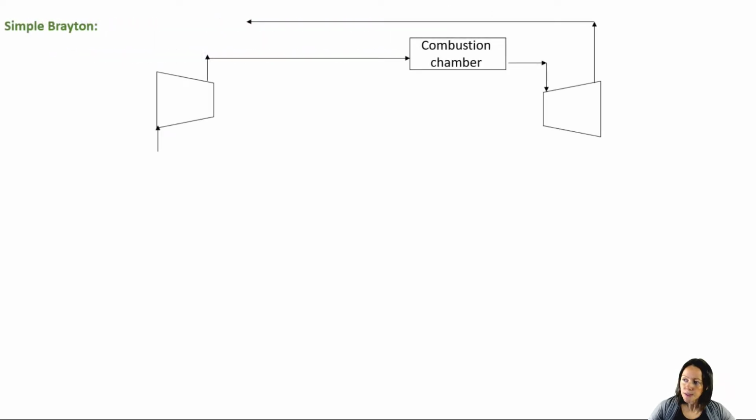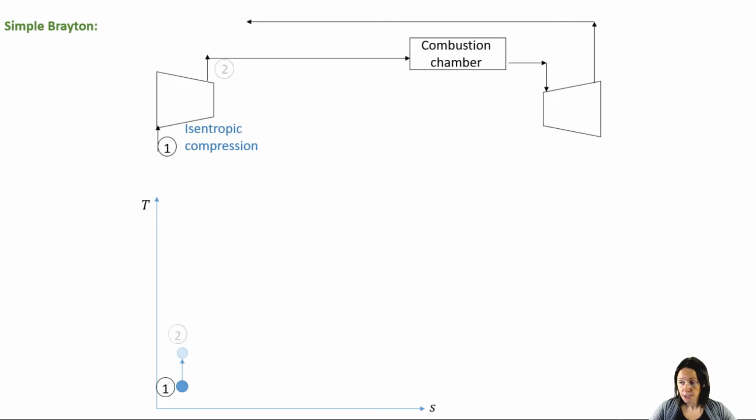All right, so let's back up and just look at a simple Brayton cycle, and we're going to follow along on a TS diagram. Just keep in mind, we're looking at an ideal cycle, so the compressor and the turbine operate isentropically. So if we follow along on the TS diagram from 1 to 2, our air undergoes an isentropic compression.